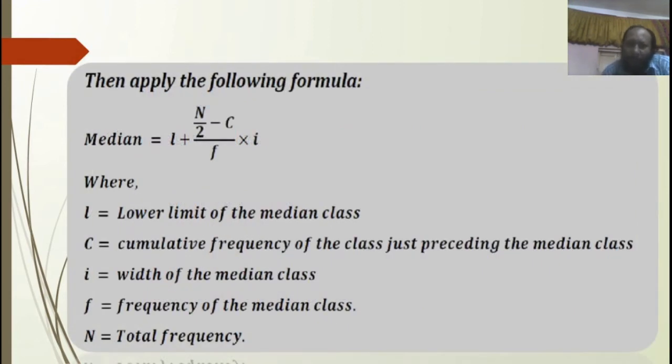Then apply the following formula. Median is equal to L plus ((n by 2 minus C) by F) into I, where L is equal to the lower limit of the median class, C is equal to the cumulative frequency of the class just preceding the median class, I is equal to the width of the median class, F is equal to the frequency of the median class, N is equal to total frequency.